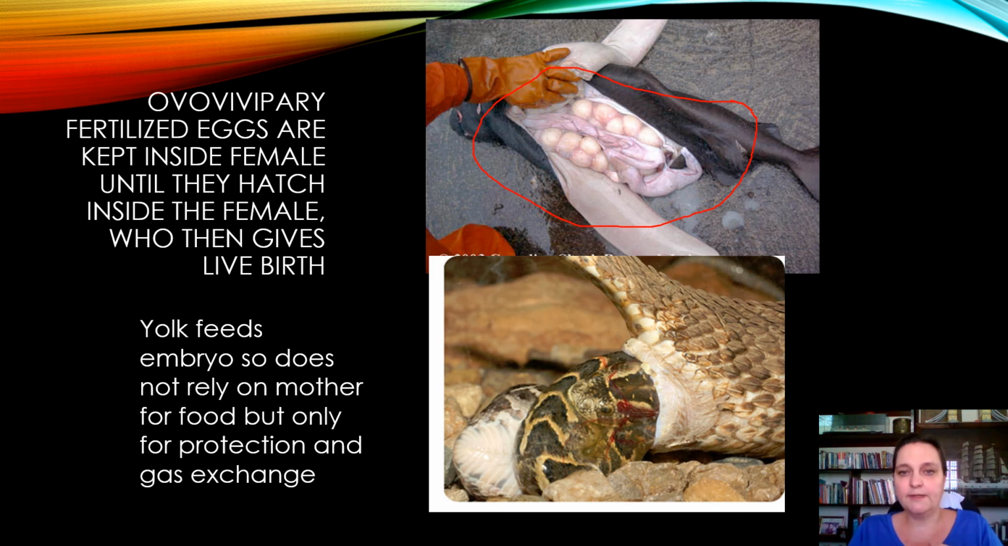The developing embryos are obviously going to be nourished inside the egg, relying on the yolk, and the mother is therefore not providing nutrition, but only providing protection and gas exchange. So you can think about how the energy is used there. Here we have a reptile giving live birth as well.